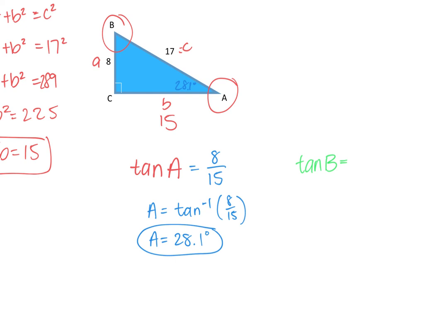Tangent of B as a ratio. 15 over 8, opposite over adjacent. Your opposite side is 15, your adjacent is 8. And then we take the inverse. So we've got B equals the tangent inverse of 15 over 8. So we plug that into our calculator. The tangent inverse of 15 divided by 8. And we get 61.9.